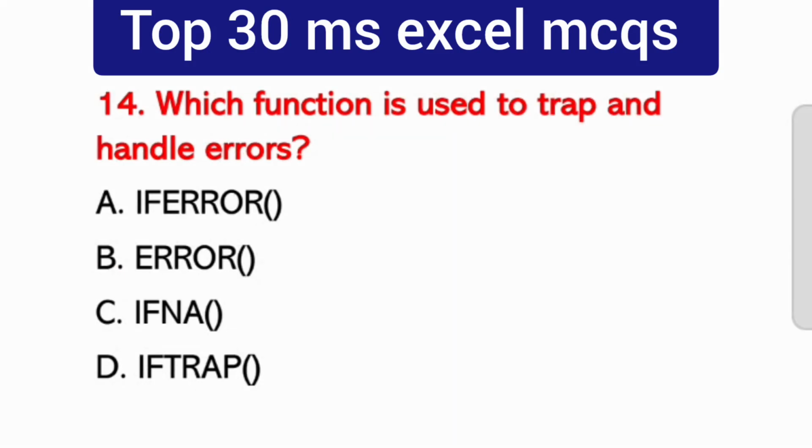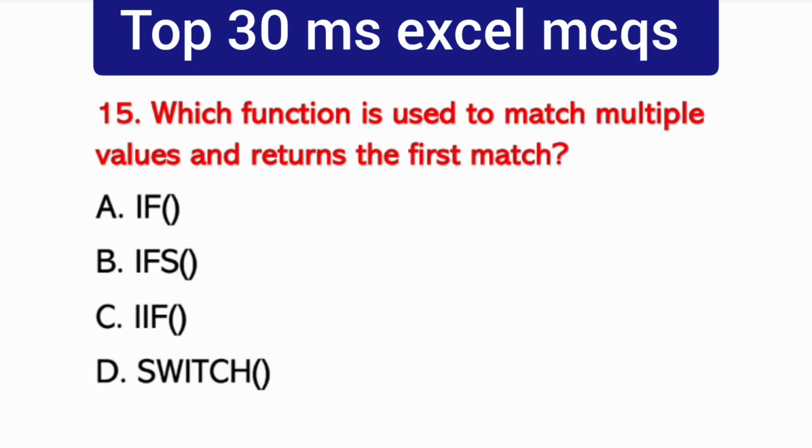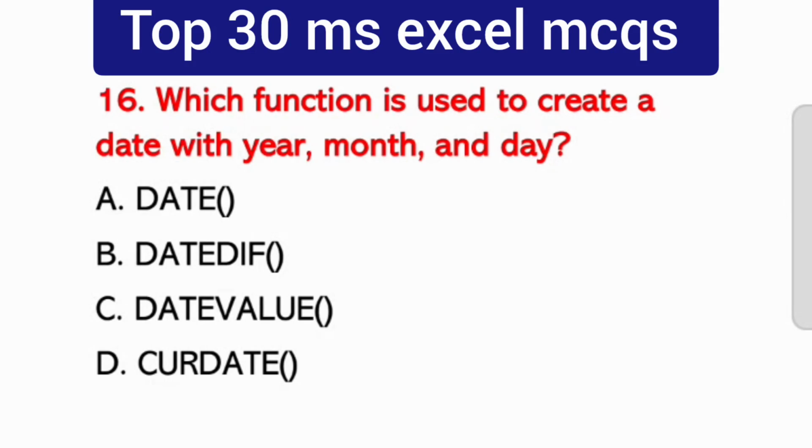Which function is used to trap and handle errors? Correct answer: if error. Which function is used to match multiple values and returns the first match? Options: if else, if, switch. Correct answer: switch. Which function is used to create a date with year, month and day? Options: date, dated if, date value, cure date. Correct answer: date.